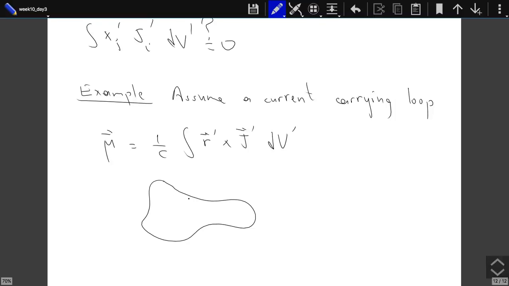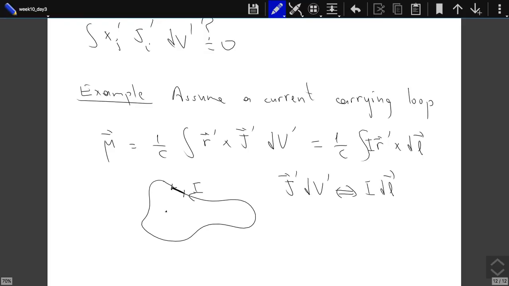Now, for a current carrying loop in a plane, let's say this is our origin. This can be written as 1 over c, r prime cross dl times I. Again, j prime dv prime just goes to I times dl in the case of a current carrying wire. Now let's look at what these dl's and I and r prime will be. Now this is my dl. This is my r.